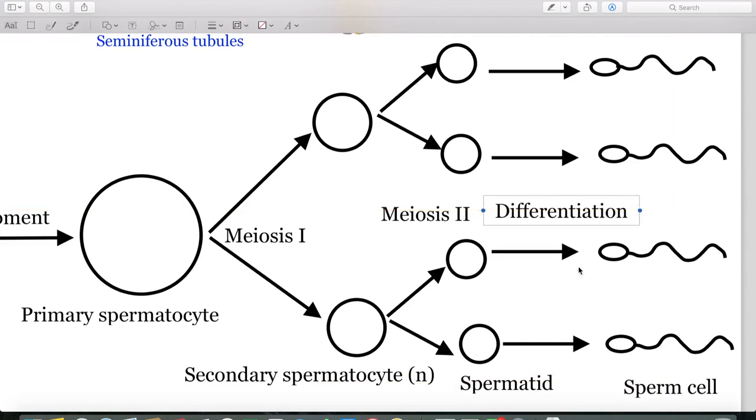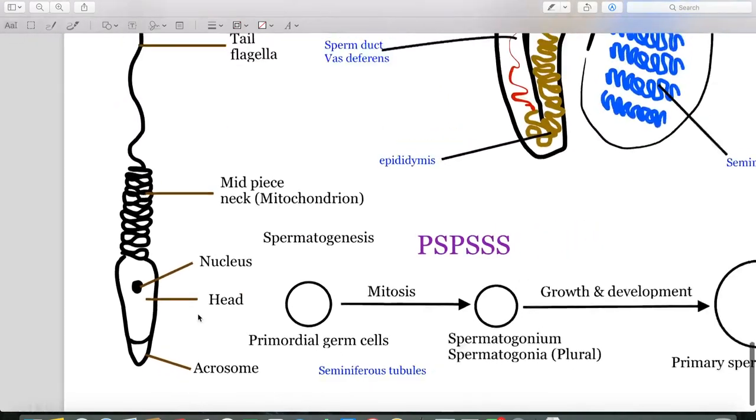From spermatid to sperm cell, they have to go through differentiation, in which they will be specialized into a particular cell, which is known as the sperm cell. They will develop the tail, the midpiece or the neck, and also the head. Now, let's look at the structure of the sperm cell.